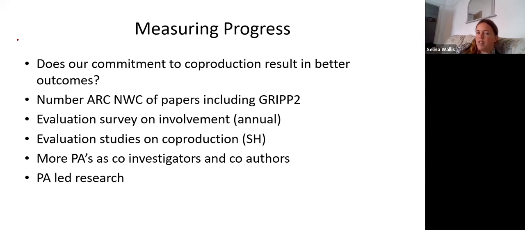We're going to be doing an evaluation survey on involvement and more qualitative work. One of our team, Shema Hassan, is going to be doing some research studies on co-production itself. And we're hoping that we're going to see more public advisors listed as co-investigators on grants and co-authors on papers going forward. And we're also hoping to do some public advisor-led research where they're acting as PIs themselves on projects over the work of the ARC as well.